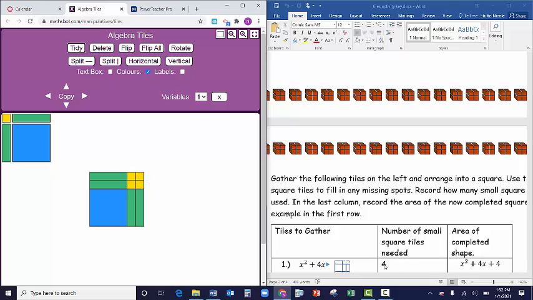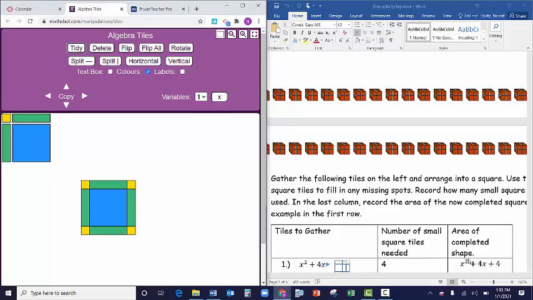So then you're going to record how many little blocks you needed to fill it in. And it doesn't matter how you arrange this, as long as you arrange it into a square, we are all going to get the same amount of yellow blocks needed. So you don't have to worry about, well, what if I did this, turned it over here like this, and I moved this over here. You still need 4 blocks to fill in this picture. So it's going to work out as long as you make a square.